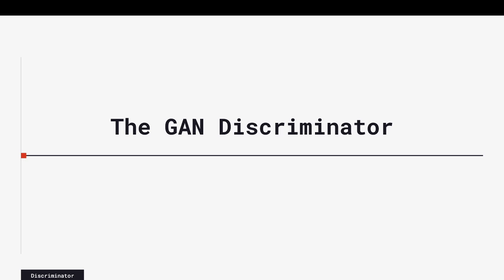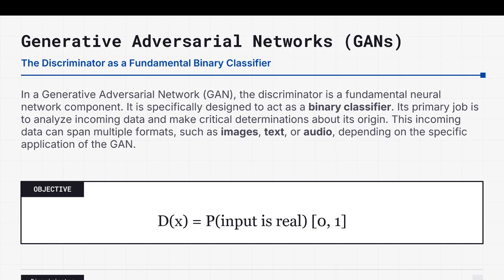In this session we are going to discuss the GAN discriminator. GAN contains two models. The first one is a generator, the next one is a discriminator. With the help of a generator we can generate a synthetic data set. With the help of a discriminator we can classify the given data as fake data or real data.